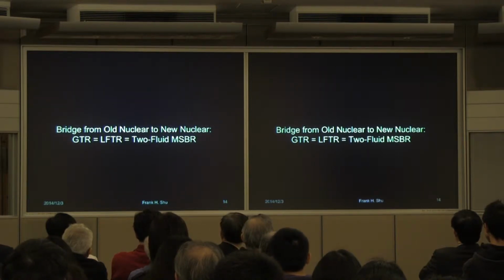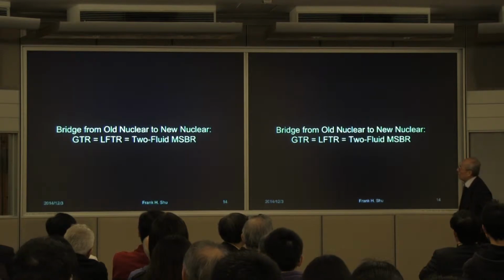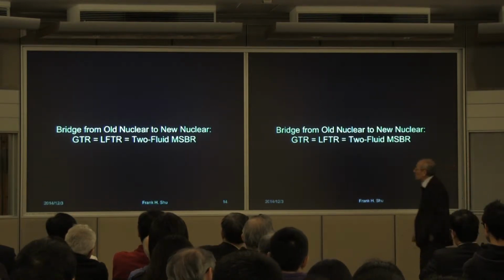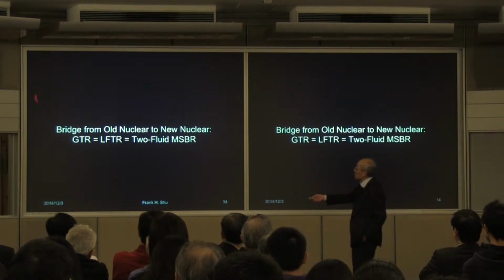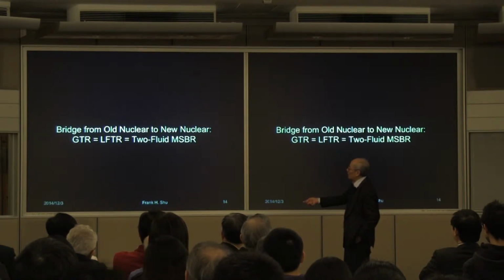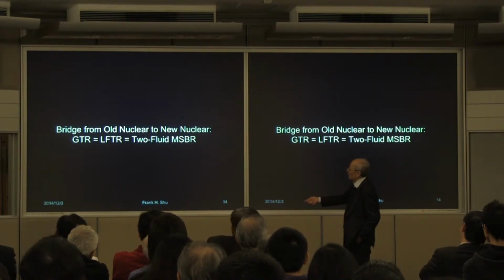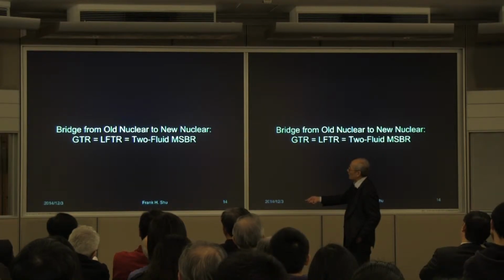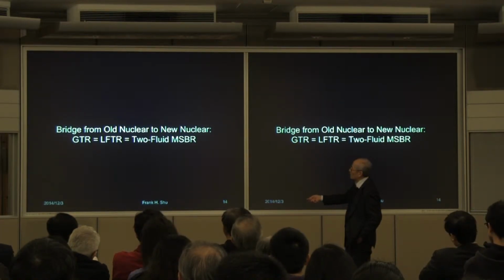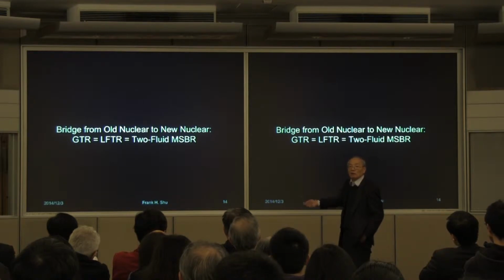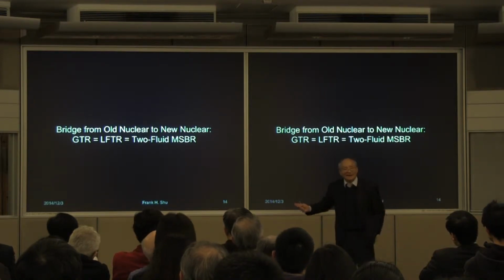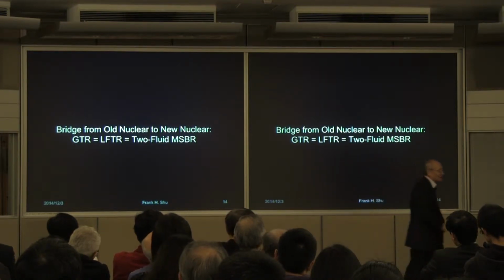Okay, now I want to spend a little time talking about going from what I call old nuclear to new nuclear. There's a lot of acronyms here. This is the graphite thorium reactor. In the popular social media, it's called liquid fluoride thorium reactor. And in Oak Ridge, it was called the two-fluid molten salt breeder reactor. They're all the same thing, okay? Only differences in small details.